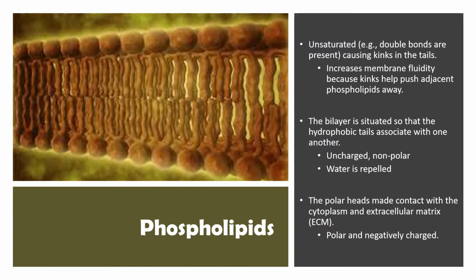Now this bilayer is situated again so that the hydrophobic tails are associating with one another. And remember that they are uncharged and they're nonpolar, right? So that's going to expel water and only lipid-soluble molecules can diffuse through, right? And again, the polar heads are going to make contact with the cytoplasm on the inside of the cell as well as the water on the outside of the cell. And again, they're polar, so they're water loving, and they also have a negative charge.